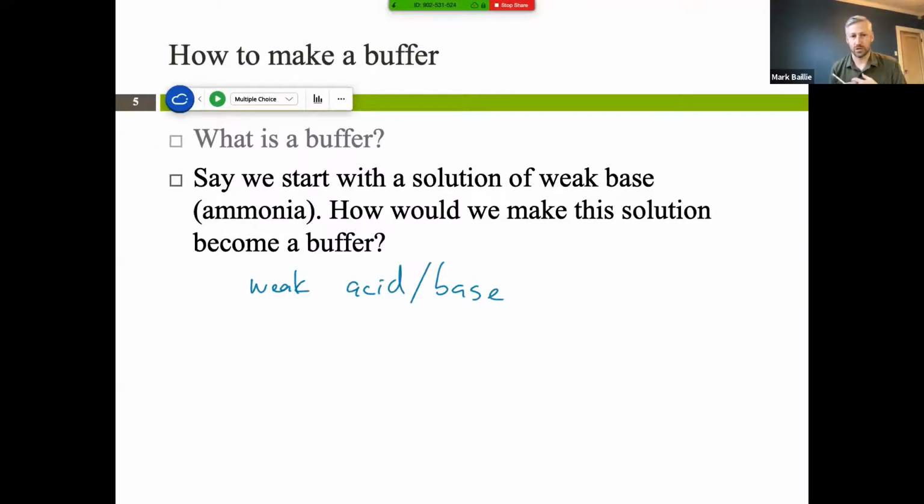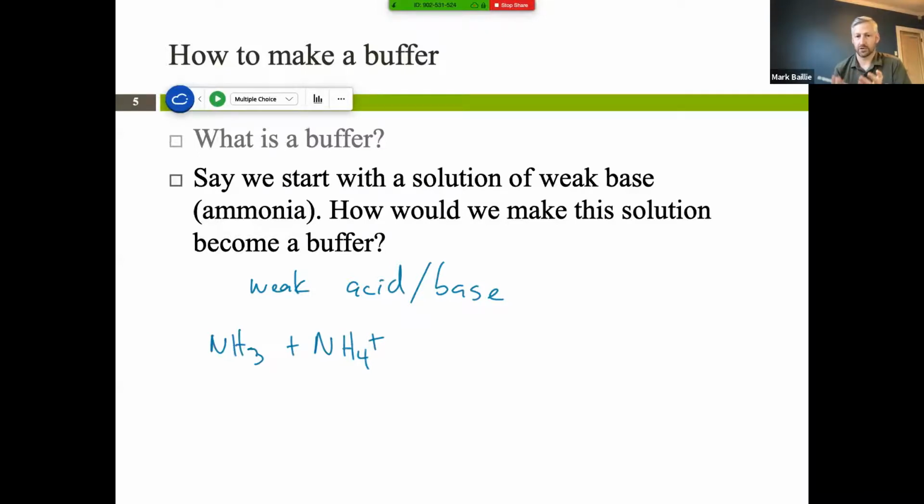It doesn't matter which one it is, as long as both are weak. This one is a weak base. You'd have to have its conjugate acid. So we would have NH3, which is ammonia, and we'd have to have NH4 plus. That pairing would make it into a buffer.